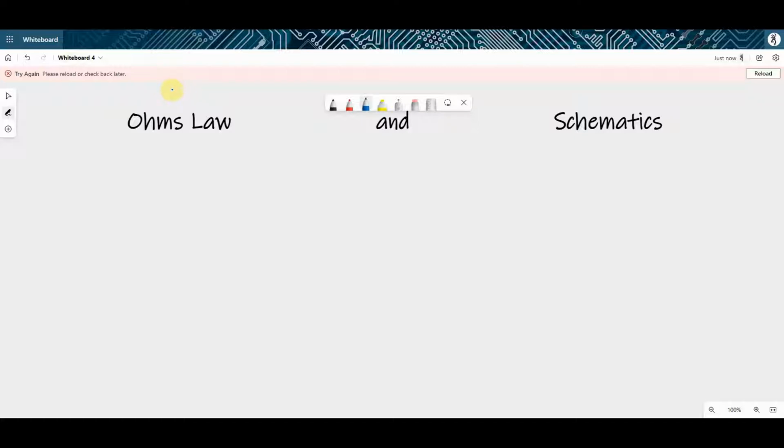Today we're going to be talking about Ohm's Law and schematics and how they relate. We learned in lesson 3 about resistors, and now we're going to draw some stuff from lesson 3 and see how you can apply it here in lesson 4. Now, Ohm's Law is a very important law. It is used widely in the electronics industry. You use it probably in almost every circuit that you design.